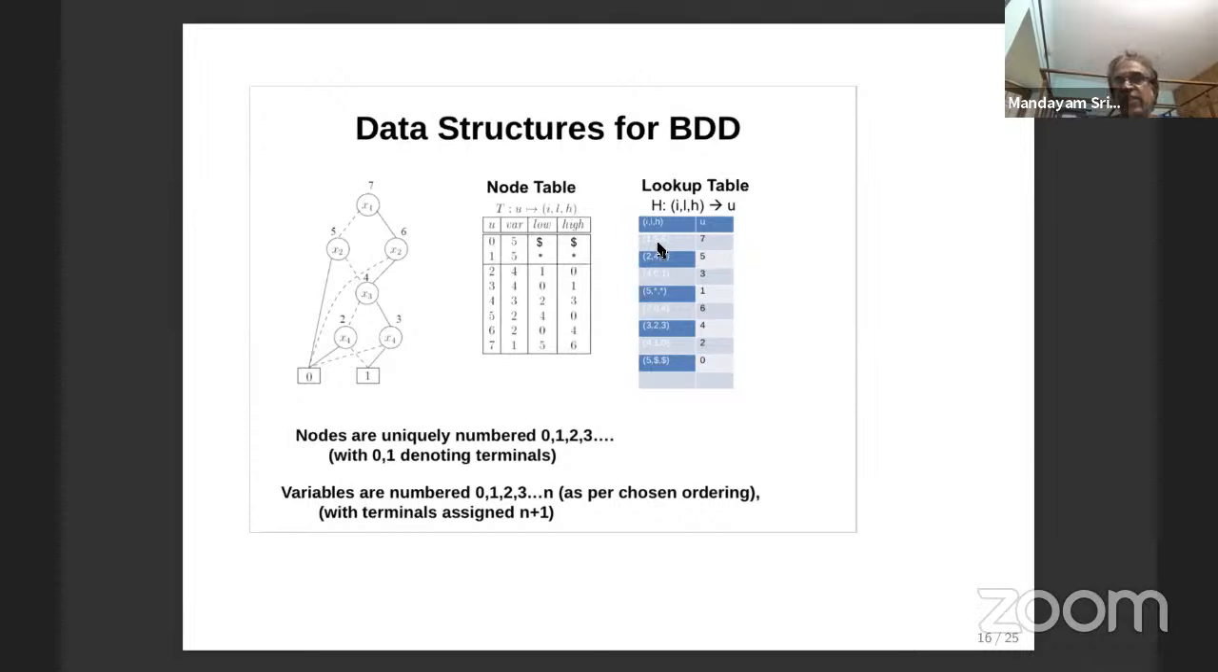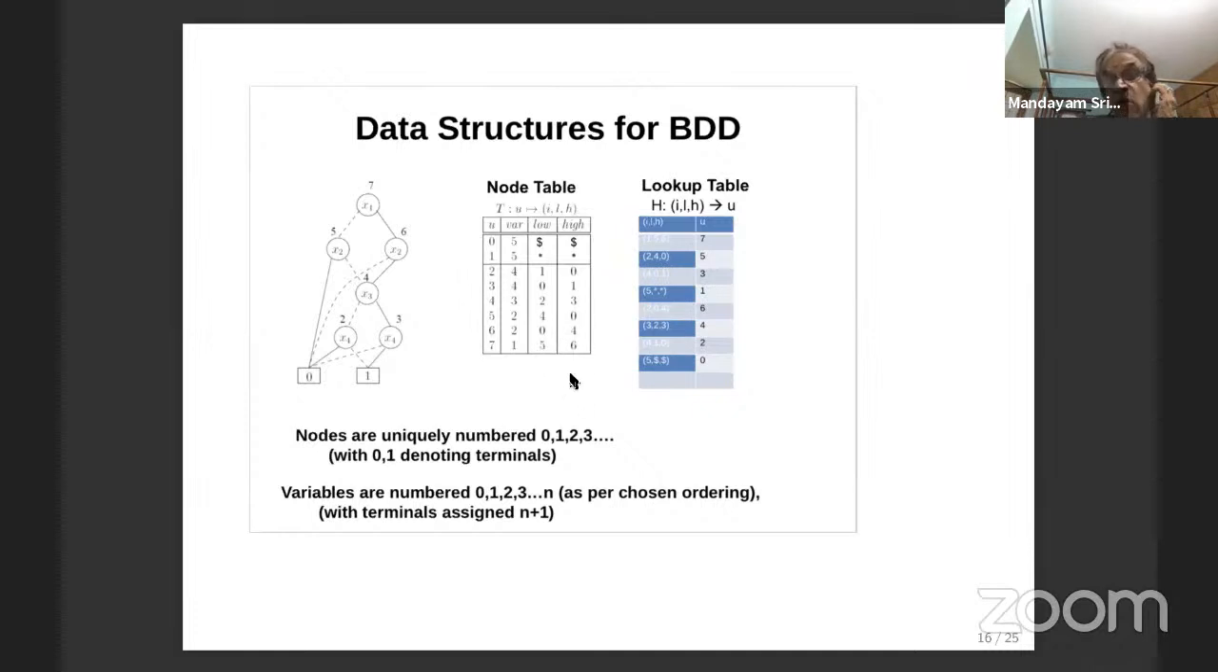So for example, this is maintained as you construct the BDD on the fly. For each of the triples, it gives you the ID. For example, 1,5,6 is mapped to 7, because the node that has variable 1, whose low subtree is rooted at 5 and high subtree at 6, is this one, rooted at 7, and it maps to 7. And 2,4,0 is mapped to 5, because 5's low subtree is rooted at unique ID 4, node 4, and the high one is 0, and so on.